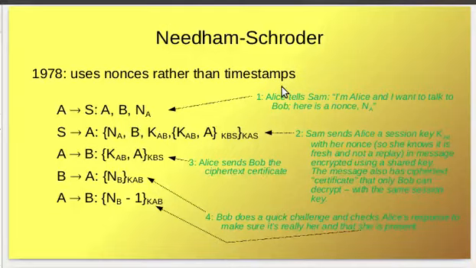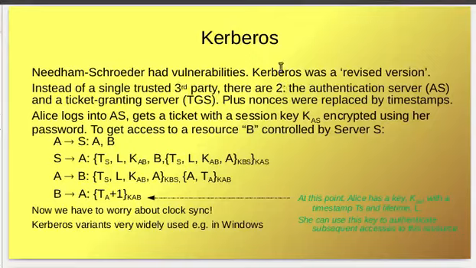Okay, so it turns out that Needham Schroeder had vulnerabilities, and people at MIT came up with this Kerberos protocol, which is a revised version of the Needham Schroeder protocol. So instead of a single trusted third party, there are now 2. There is an authentication server that you're logging into, let's say, and another server that you may not actually interact with, but the authentication server will interact with, a ticket granting server.